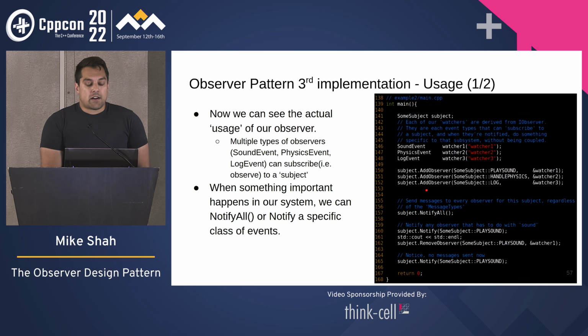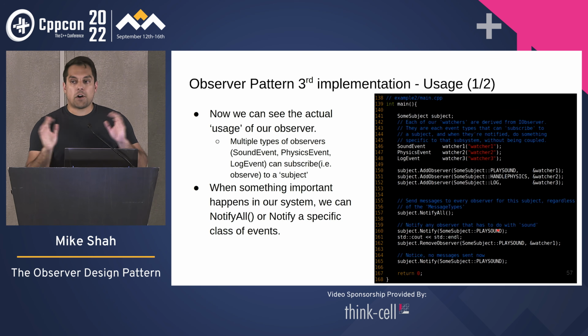All right, and then actually as far as running this, line 157, I just notify everything. So again, nothing's changed. I want to actually just call onNotify for each of these watchers. And then later on at line 160, I'm actually going to notify a specific type of observer. I'm going to say, hey, anyone who's part of the sound system here, you call your onNotify function, okay? And then I'm going to remove watcher 1, which is part of our sound system, and then I'll notify again, and then you won't see anything.